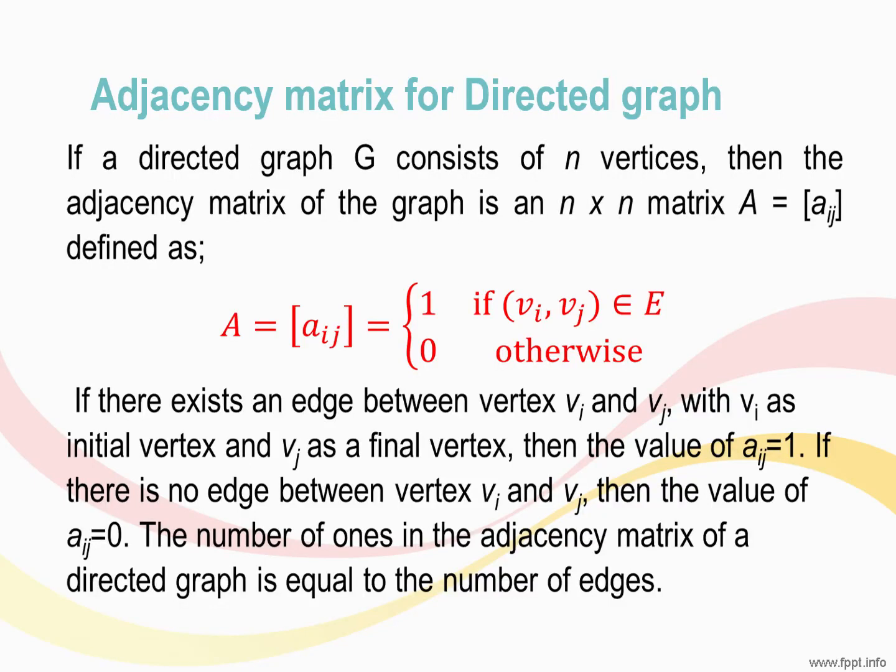Element of the adjacency matrix. Right, so in this case, the adjacency for directed graph is defined as such. As you can see, the element of the matrix is equal to 1 if there is an edge connecting between Vi and Vj, and the element is equal to 0 if there is no edge connecting between Vi and Vj. The number of ones in the adjacency matrix of a directed graph is equal to the number of edges.